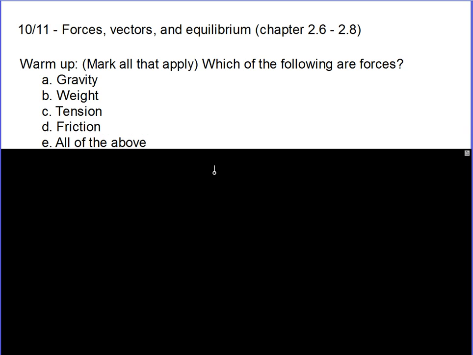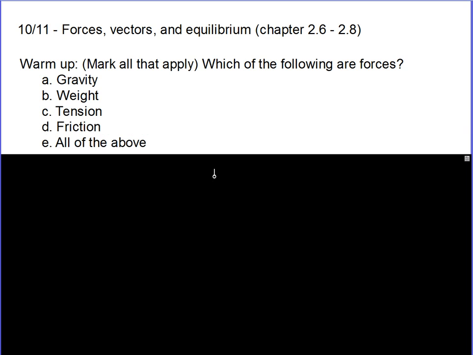These are the notes on forces, vectors, and equilibrium, and are found in your book, chapters 2.6 to 2.8. So, first, let's start with a warm-up question. Mark all that apply. Which of the following are forces? A, gravity, B, weight, C, tension, D, friction, E, all of the above. Go ahead and pause the video and answer the question.